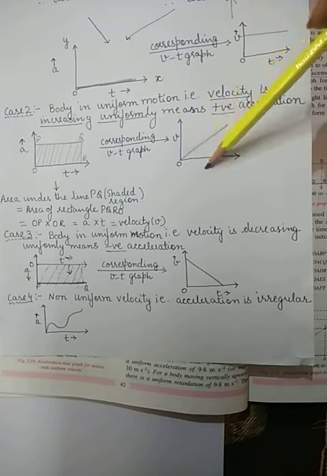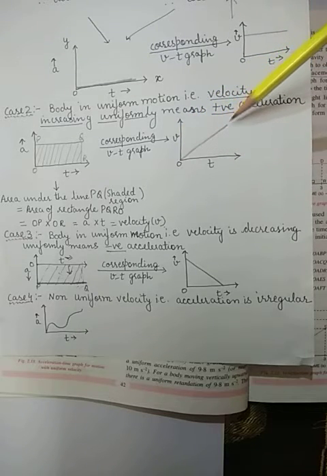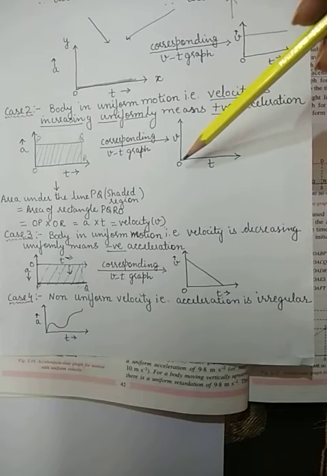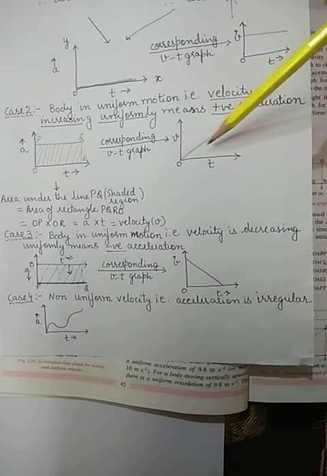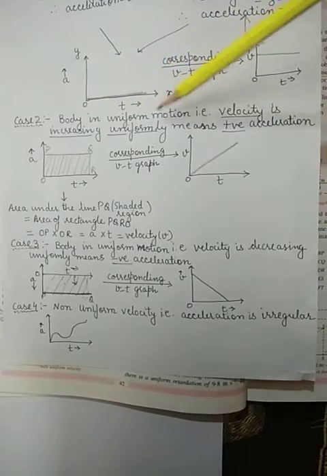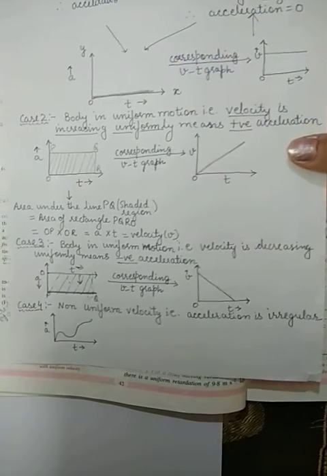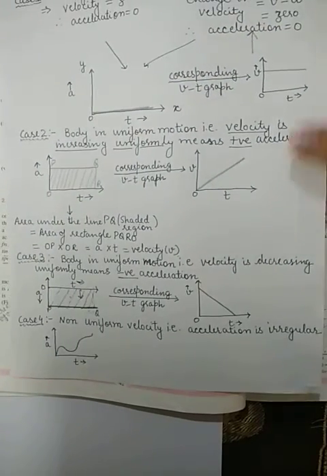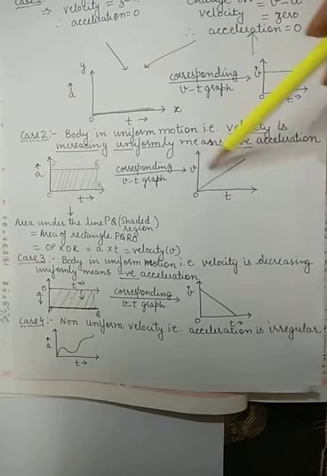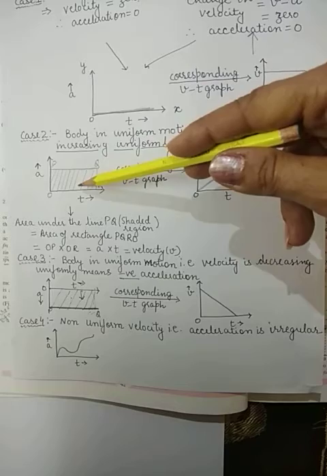This VT graph shows that the velocity is increasing. Yes, this slant line shows change in velocity, means object is accelerating. So when the body is in uniform motion, that is velocity is increasing uniformly, means the positive acceleration is there. Now how to represent this data as our AT graph?